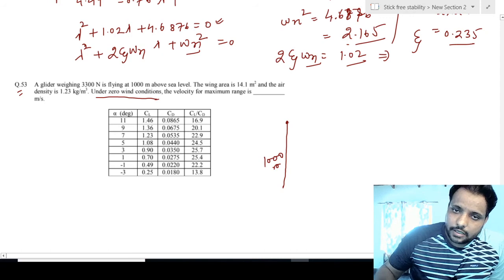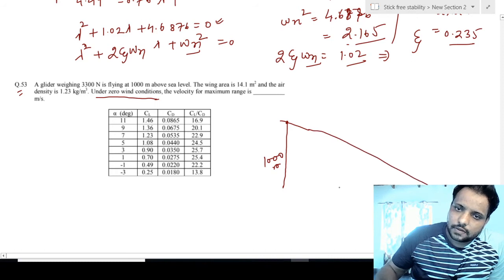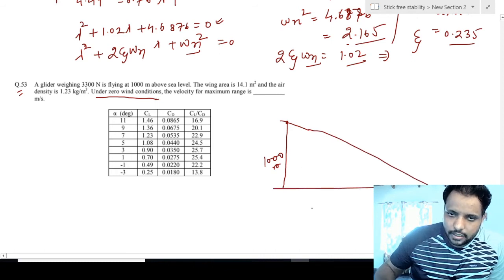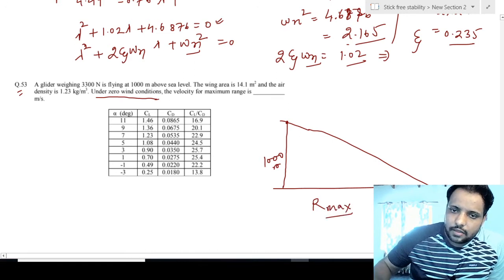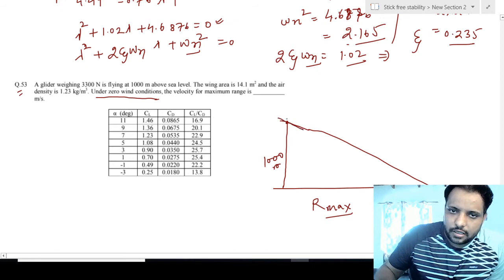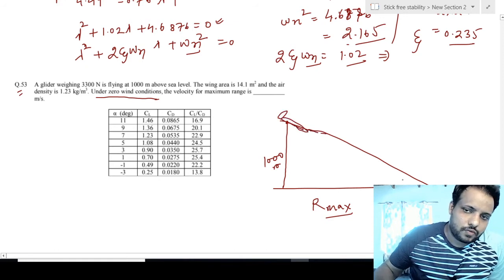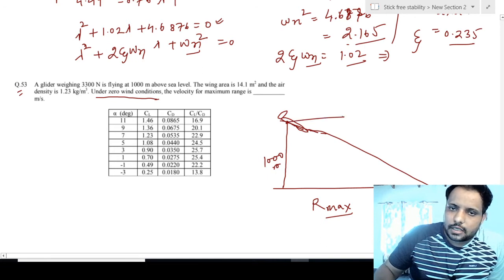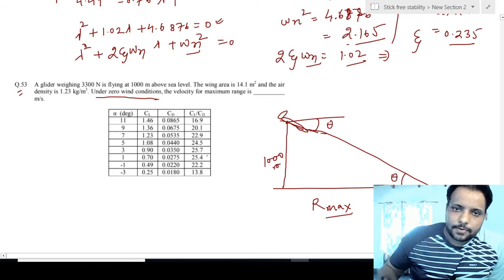So we know that, let's say this is the position of the aircraft and this is called range. R max is obtained when CL by CD is maximum, and CL by CD is maximum at some particular angle. So let's say this is the position of the aircraft here. It is approaching towards the ground, so its gliding angle is theta, which is here also.